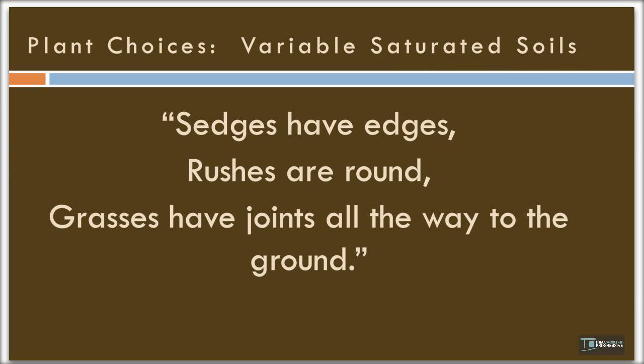So the next group of plants that I want to talk about are the California processing plants. And they like really variable saturated soils. And there's a whole host selection of these. And there's a fun rhyme, if any of you have taken a botany class, that sedges have edges, rushes are round, and grasses have joints all the way to the ground.